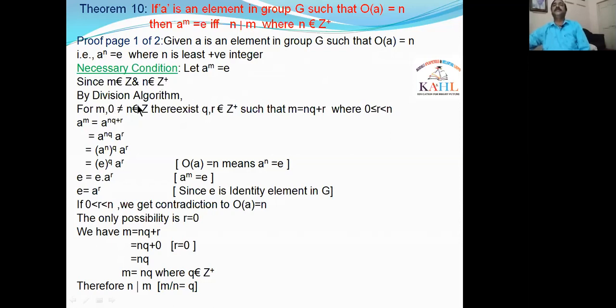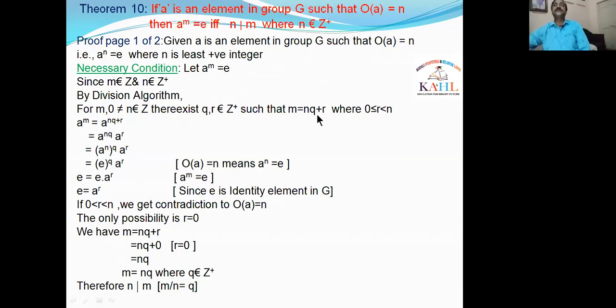By the division algorithm, for m, n positive integers, Z plus means positive, the numbers start from 1. Zero is neither positive nor negative, so n must be non-zero. Then there exist q, r belonging to Z such that m is equal to nq plus r, where 0 is less than or equal to r, and r is less than n. This is the division algorithm.